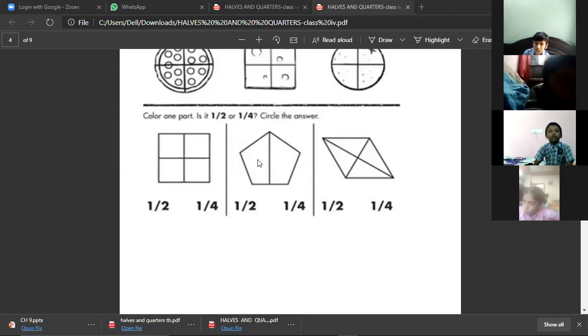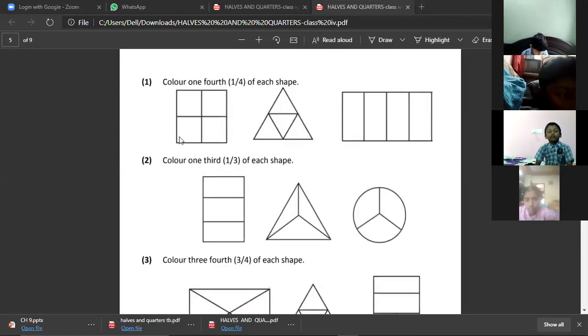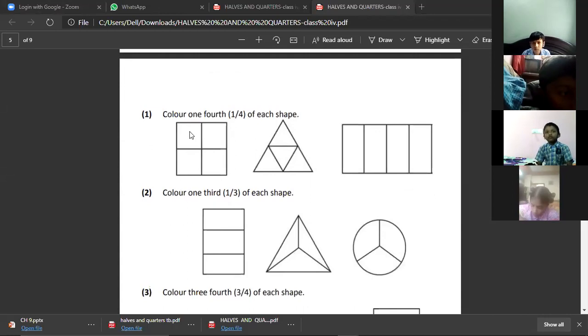Whereas if you color one part here, it will become 1 by 2. Because only 2 parts are there, you are coloring one part, 1 by 2. Here 4 parts are there. When you color one part, it becomes 1 by 4. This also, same. In the beginning of this chapter, we learned about the coloring, so that how many parts you are coloring, the quarters, halves, everything you have to get an idea.